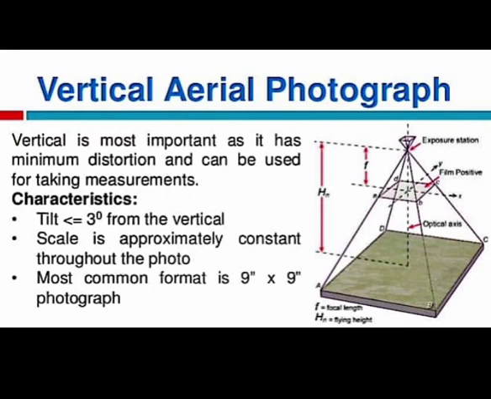Then you can have the characteristics: tilt is less than 3 degrees from the vertical, scale is approximately constant throughout the photos, and the most common format is 9 inches by 9 inches photograph. Now these are all the characteristics of a vertical photograph.